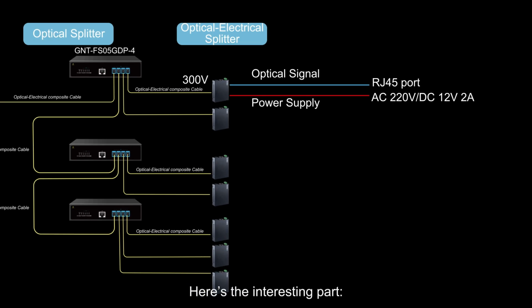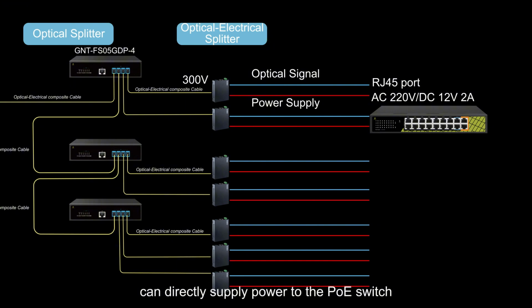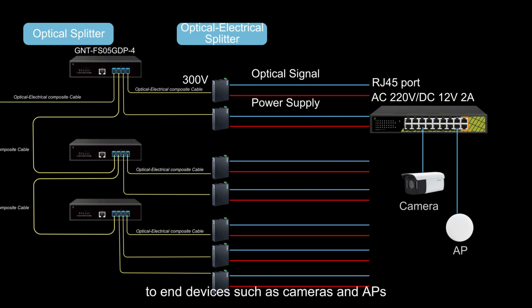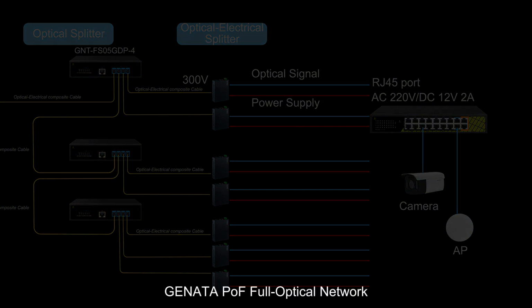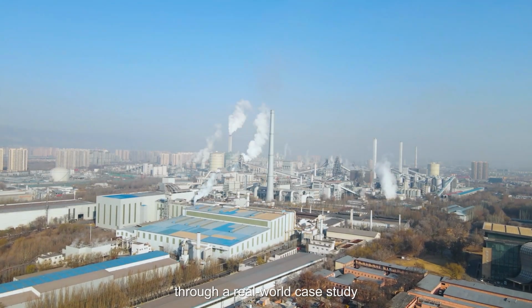Here's the interesting part. This optical electrical splitter can directly supply power to the PoE switch, which then connects to end devices such as cameras and access points. This enables ordinary access switches and end devices to be integrated into the full optical network solution. Let's take a look at the performance of GENATA PoF full optical network through a real-world case study.